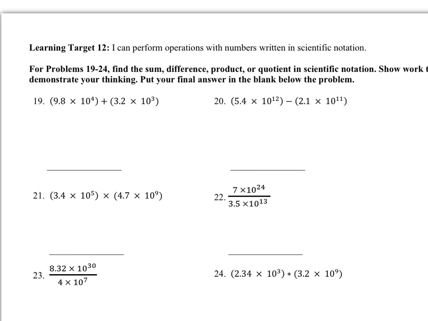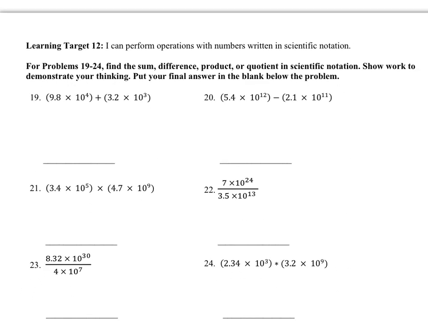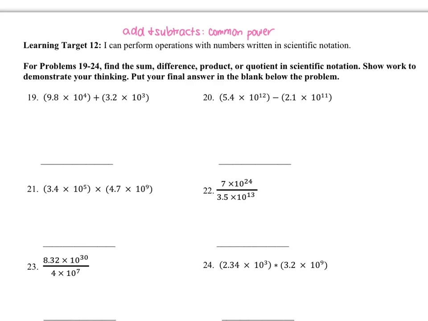On the back side of that front page, we are now going on to learning target 12. I can perform operations with numbers written in scientific notation. So we are going to do these operations. Remember, when you add and subtract, just like fractions, you have to have a common power, just like fractions need a common denominator. For multiplication and division, we do not need to have a common power, just like when we multiply fractions, you do not have to have a common denominator.